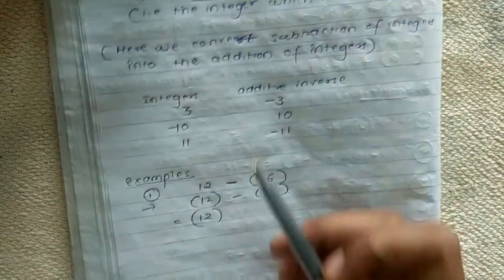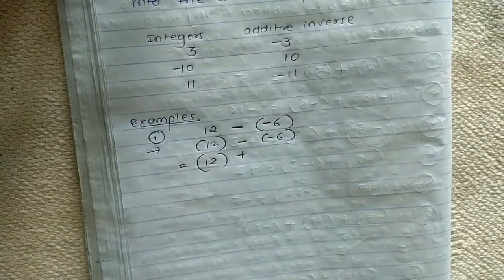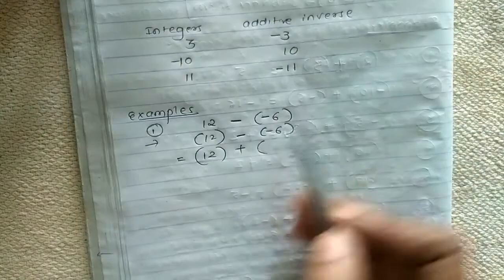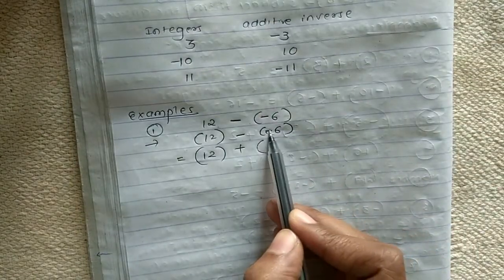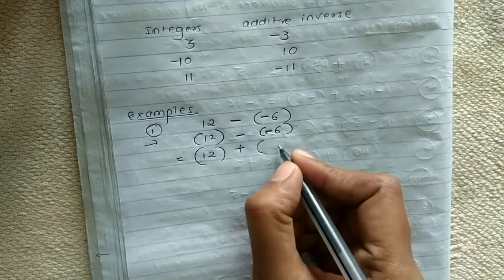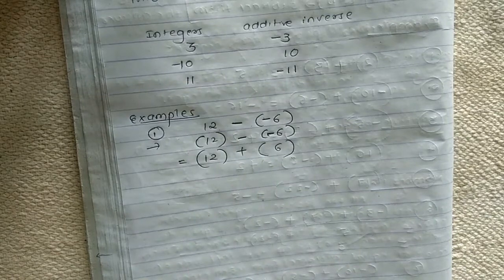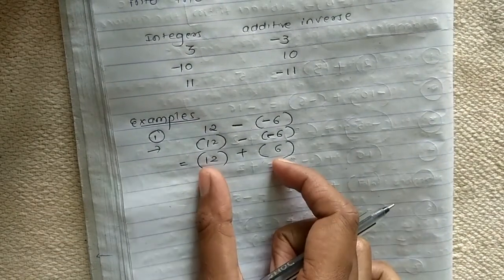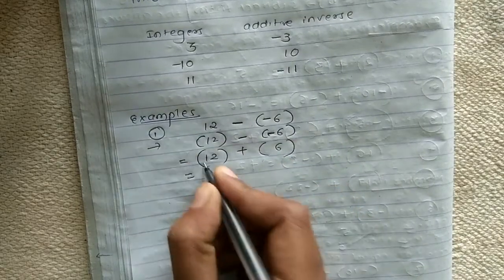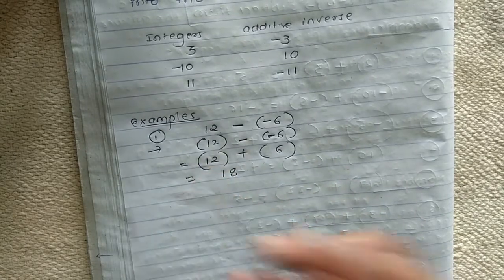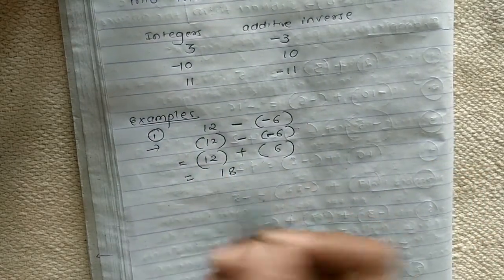Keep the first integer as it is and add the additive inverse of the second integer. The integer which is to be subtracted is the second integer. Its additive inverse: here we have plus 6, and the additive inverse of plus 6 is minus 6. Now we have converted this into addition of integers. So apply the rule of addition of integers. Both are having the same sign, so we add them. 12 plus 6 is 18, and give the sign of the greater number. 12 is greater, so its sign is plus. In case of plus, no need to give the sign.